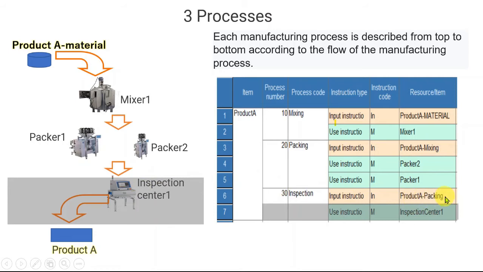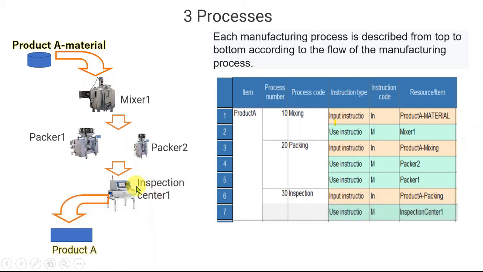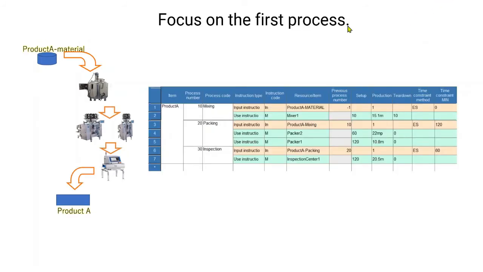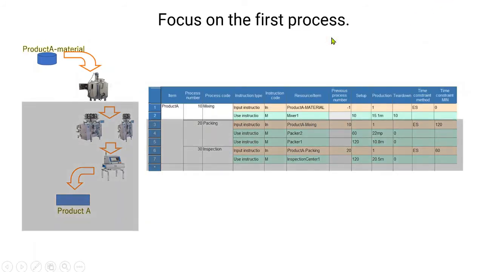And the output is named automatically by Asprova. Product A packing is input to the machine inspection center 1. They use this machine, use instruction, resource name. Instruction type and instruction code you can use pull-down menu, and Asprova writes these automatically. Focus on the first process to know more detail.